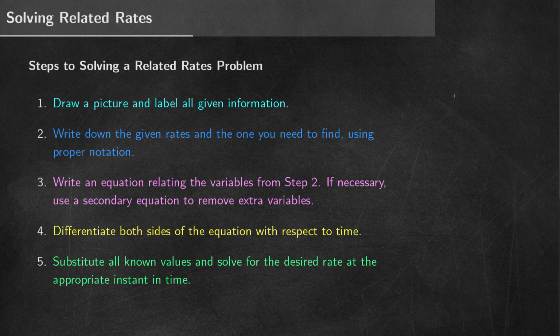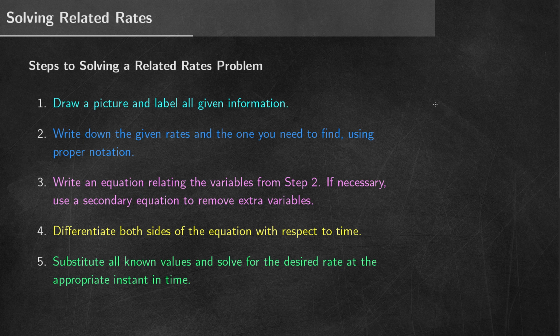In general, here are the steps that we're going to follow to solve a related rates problem. First, we're going to draw a picture and label all given information. That's really going to help us understand what's going on. Step 2, we're going to write down the rate that we're given and the one that we need to find.